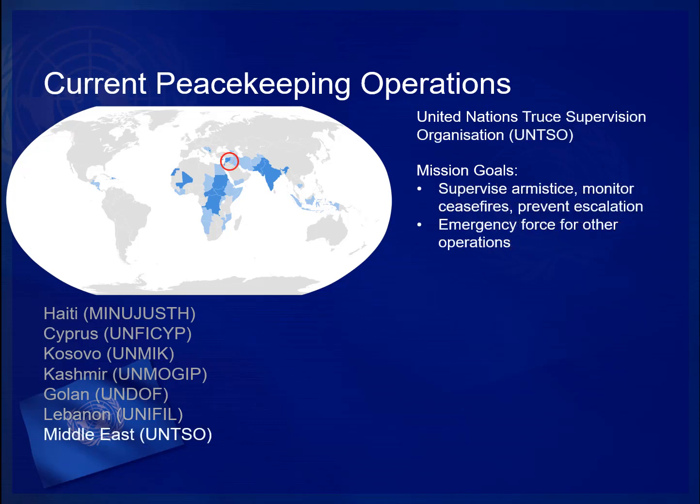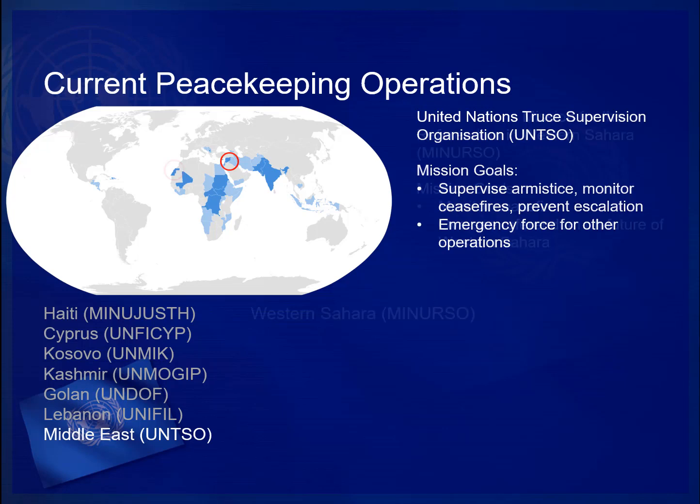The UN Truce Supervision Organization was the first UN peacekeeping operation authorized in 1948 and has been in continued existence since then. Its operations include a number of countries in the Middle East: Israel, Egypt, Jordan, Lebanon, and Syria. It supervises armistice agreements, monitors ceasefires, and prevents escalation between parties. The UNTSO also serves as a ready deployment force capable of providing supplemental peacekeeping forces in other operations should the need arise.